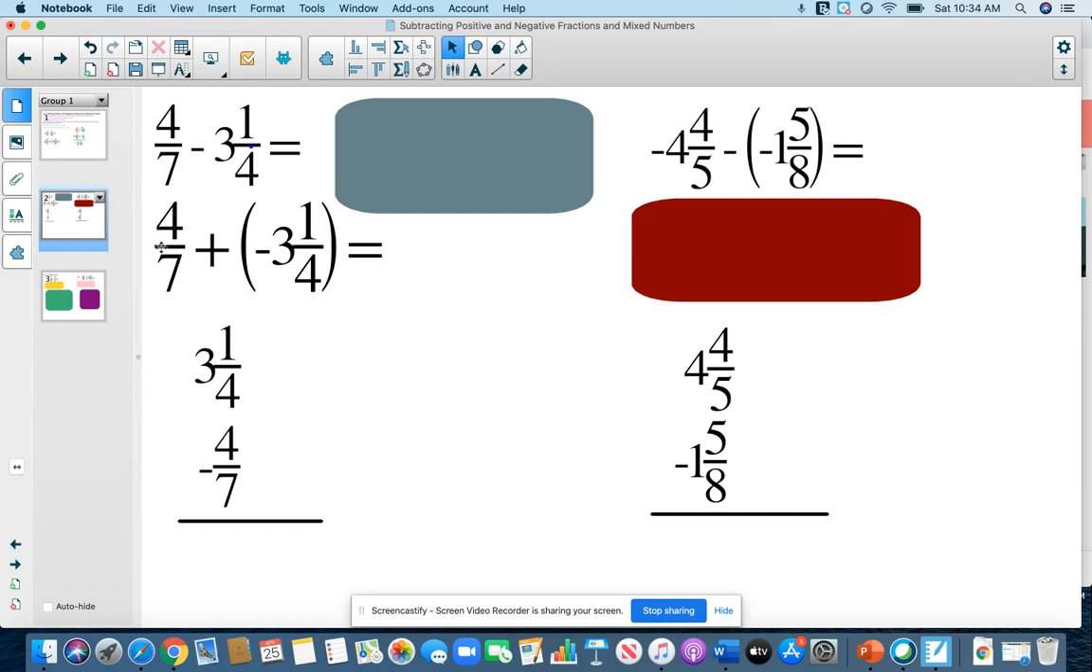The third step is to decide if you're adding or subtracting, and we are subtracting because we have one positive and one negative. So we're going to subtract. You put the larger absolute value first, which is 3 1/4. So 3 1/4 minus 4/7.